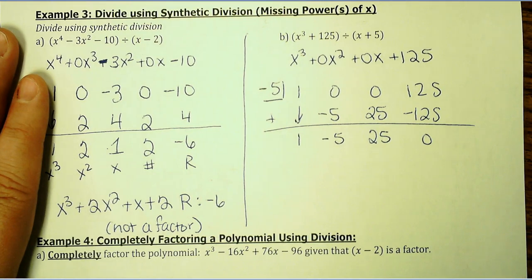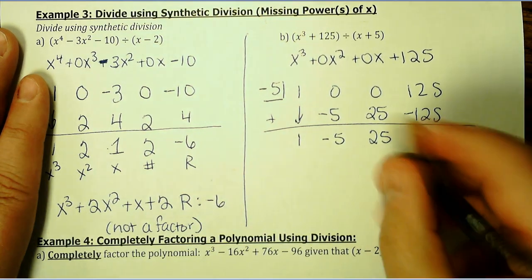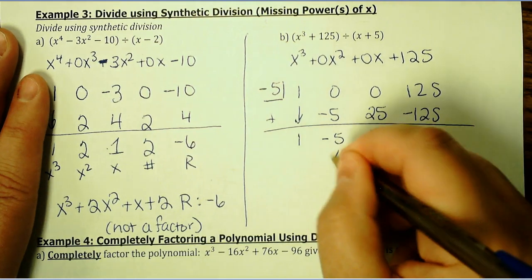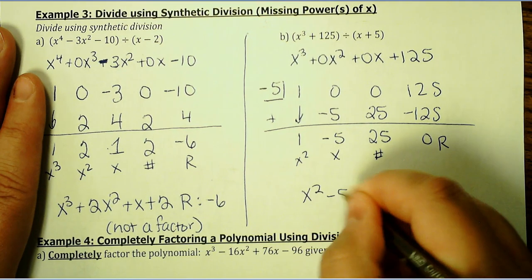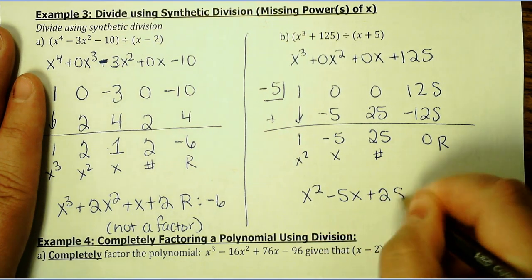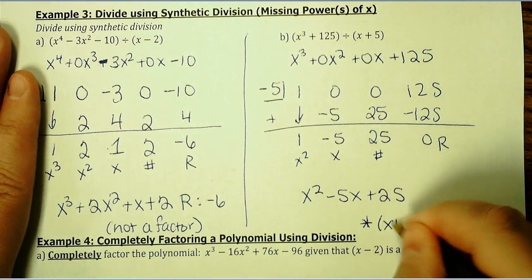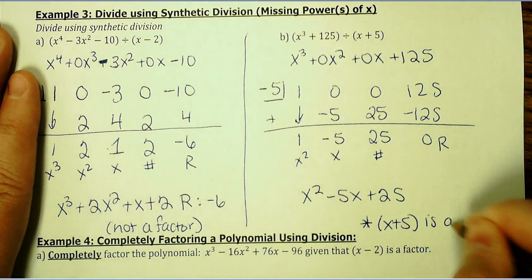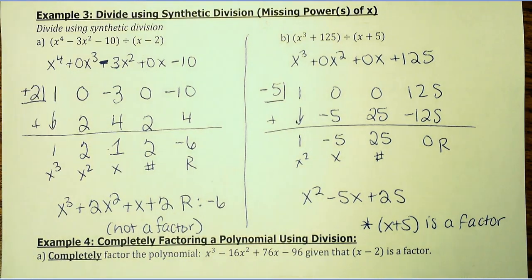So finally here, our remainder is 0 for this question. This is your constant, this is your x, this is your x squared. So x squared minus 5x plus 25. No remainder here, so that means that x plus 5 is a factor of the x cubed, sorry, x cubed plus 125. So x plus 5 is a factor, goes in and doesn't have a remainder, it is a linear factor.